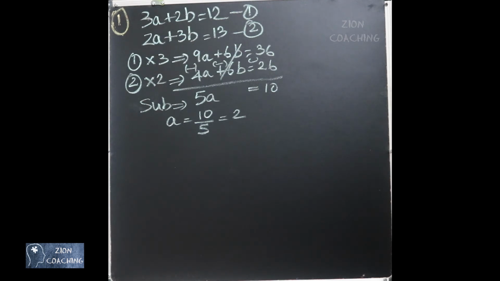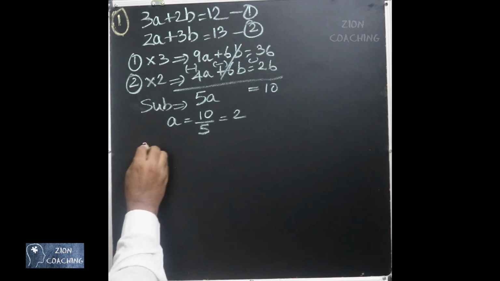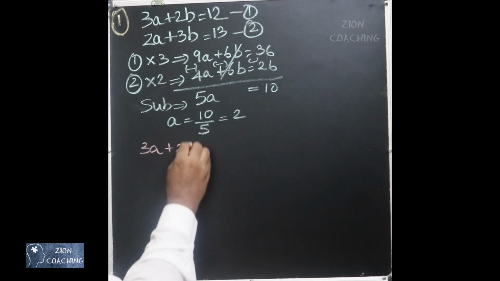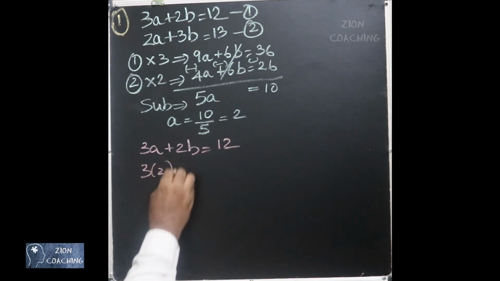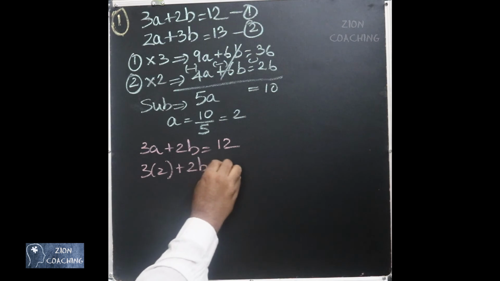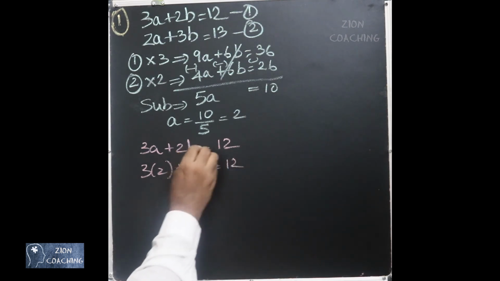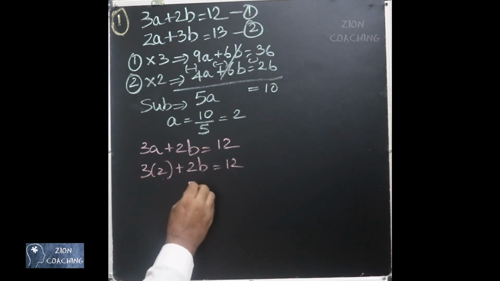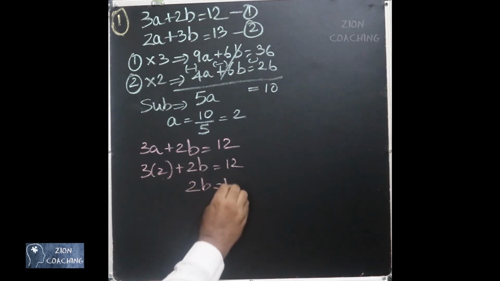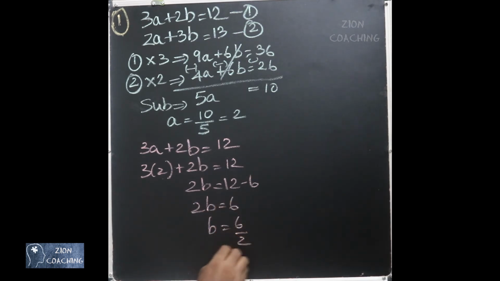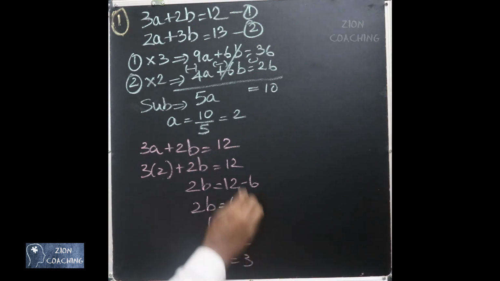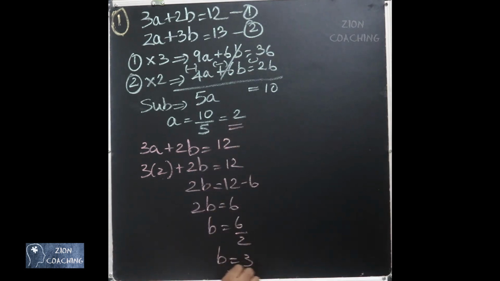We are going to substitute in any one of the equation and find the value of b. We have 3a plus 2b equal to 12. 3 into 2 plus 2b equal to 12. 3 into 2 is 6. When you take it to the other side, you will have 2b is equal to 12 minus 6. 2b is equal to 6. So b is going to be 6 divided by 2. B value is 3. Now we have found our a value and b value.